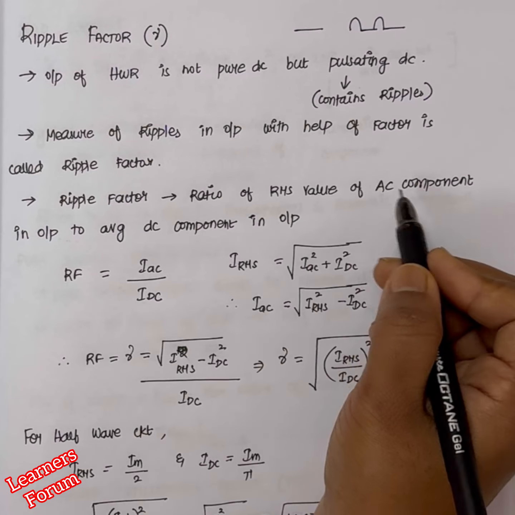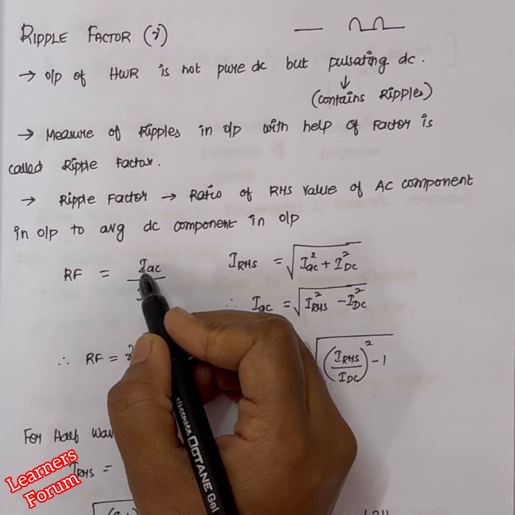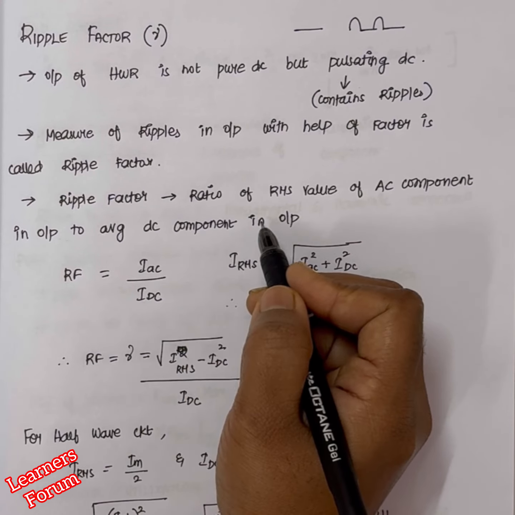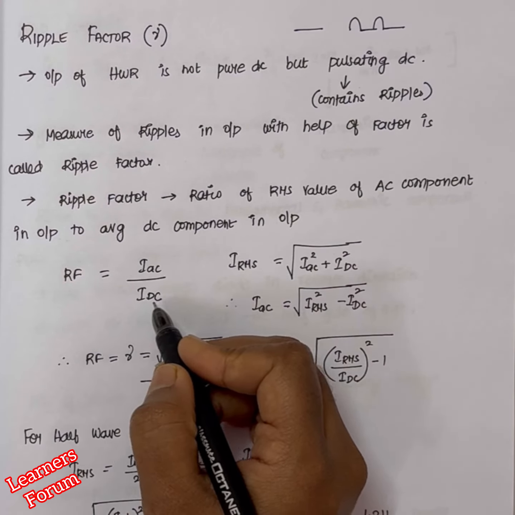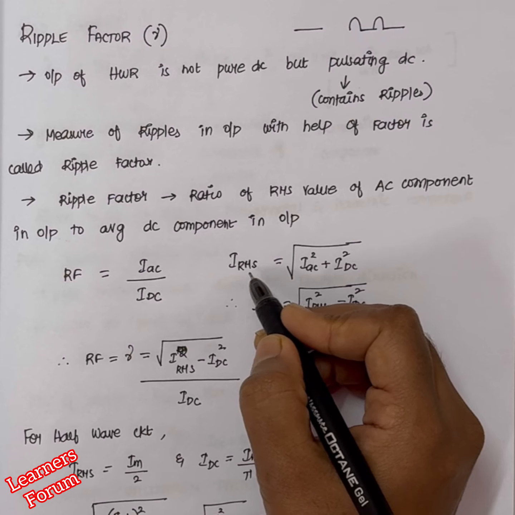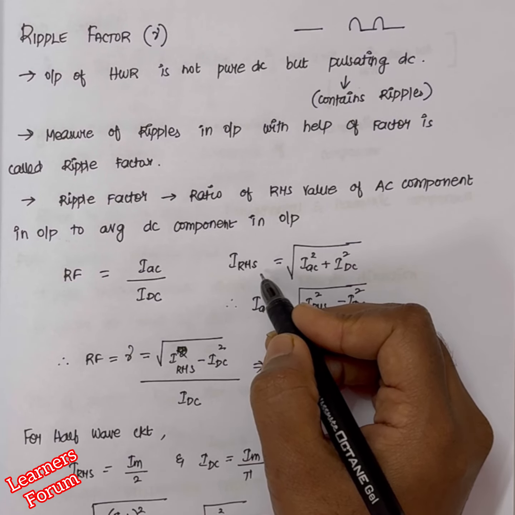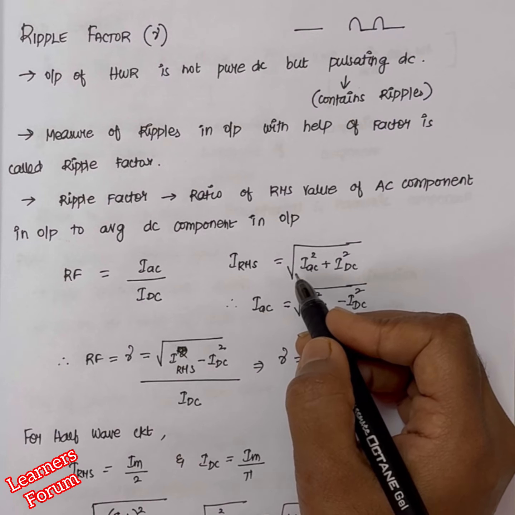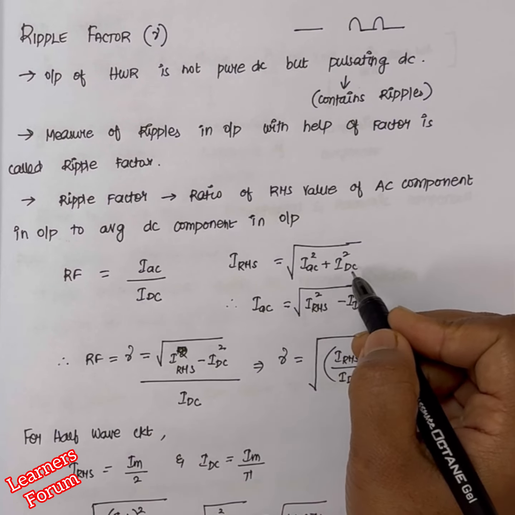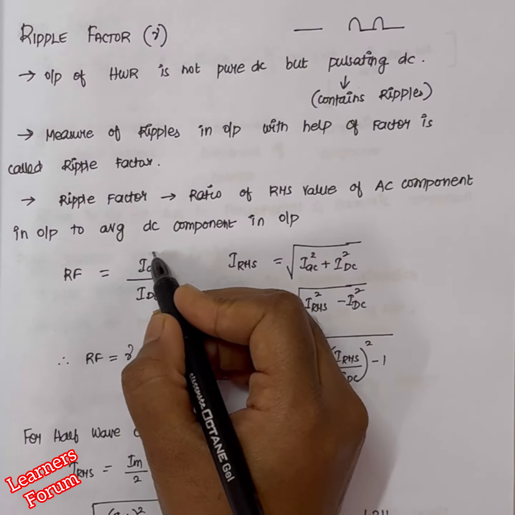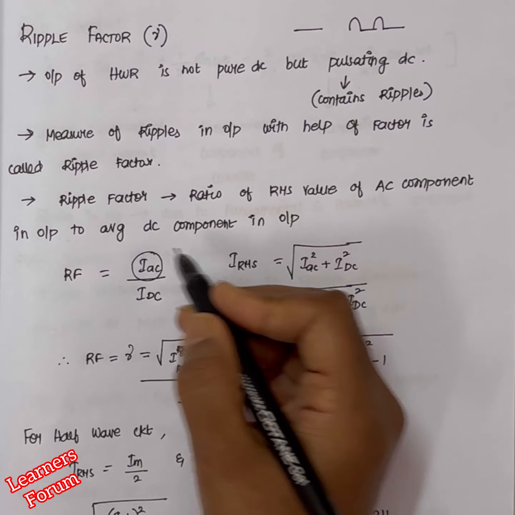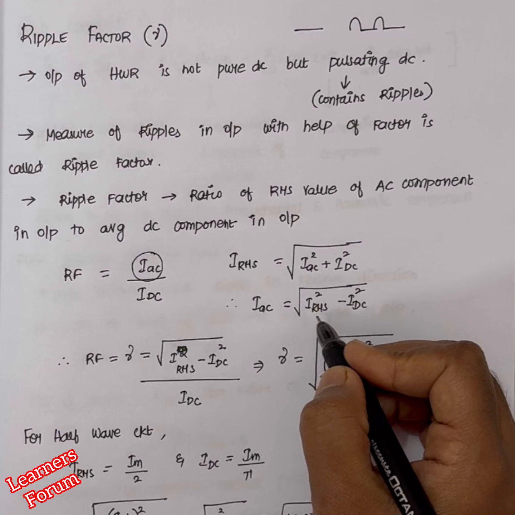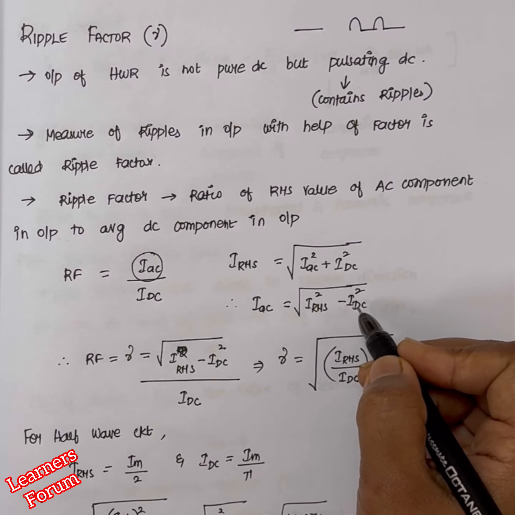The RMS value of the AC component we will get as IAC divided by the average or DC component in the output, which we will get as IDC. We have calculated the value of RMS, which is nothing but the combination of both the AC component and the DC component. So we will get it as the square root of IAC square plus IDC square. So we are supposed to calculate the value of IAC now. From this equation, we can get the value of IAC as the square root of IRMS square minus IDC square.